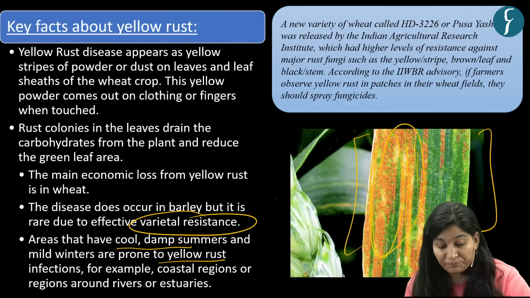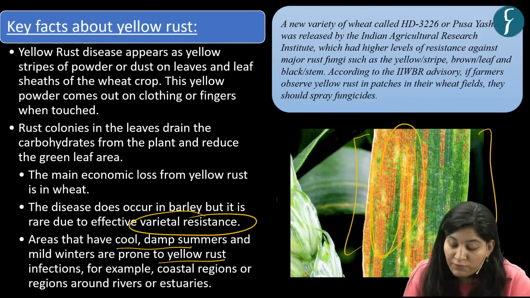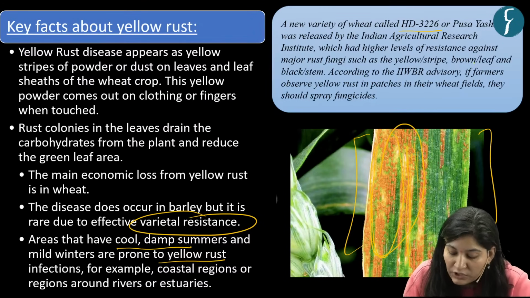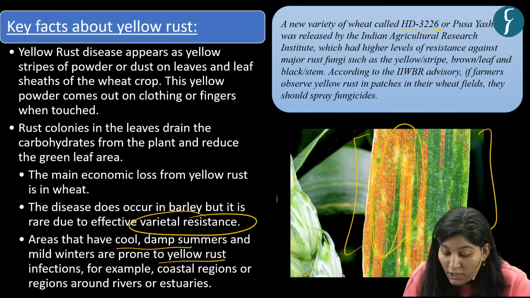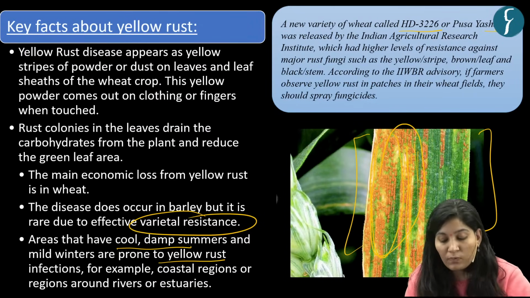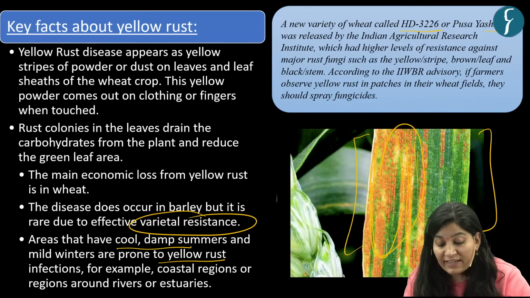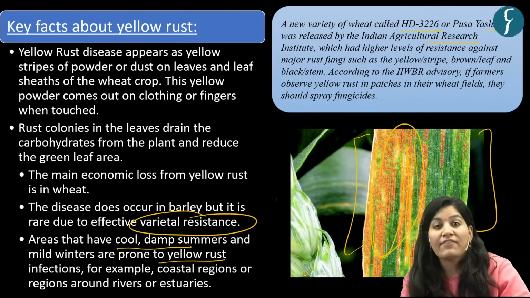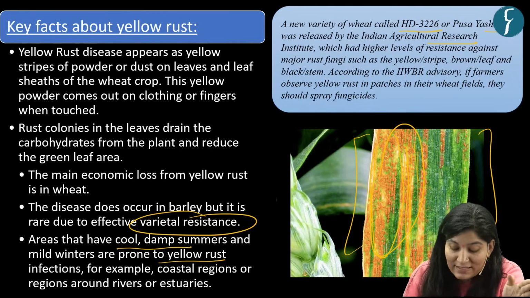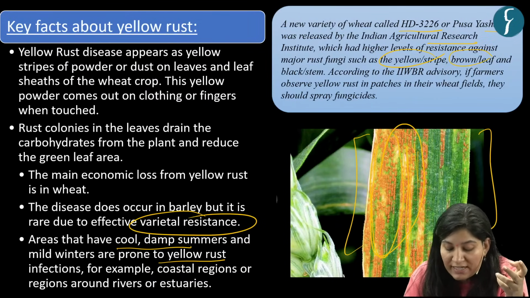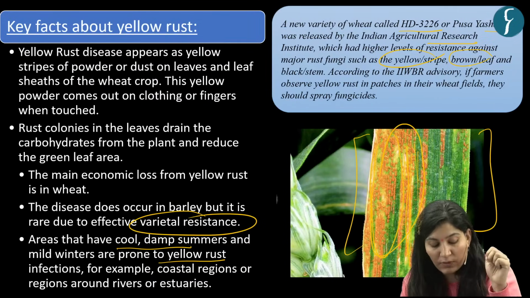And there's an update. A new variety of wheat called HD3226 or Pusa Yashasvi, which was released by the Indian Agricultural Research Institute, has a higher level of resistance against major rust fungi like yellow stripe, brown leaf, black stem, etc. Okay.